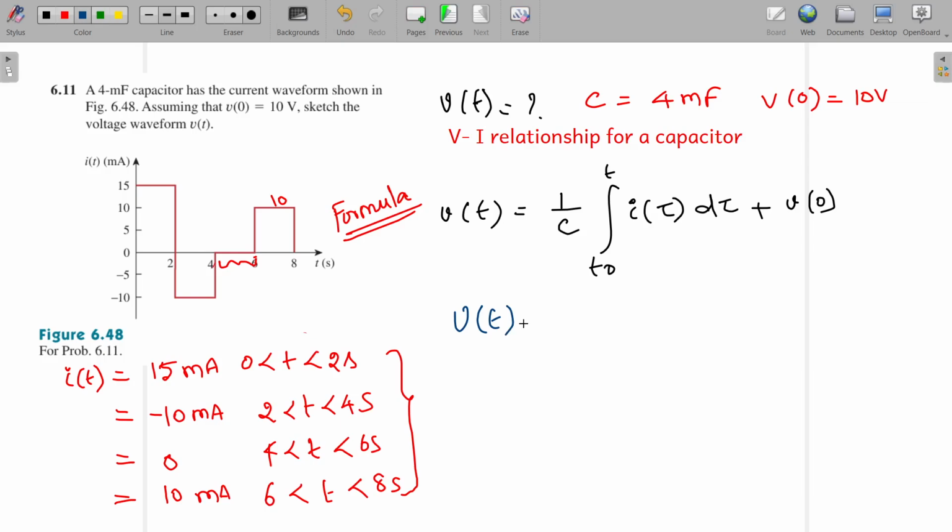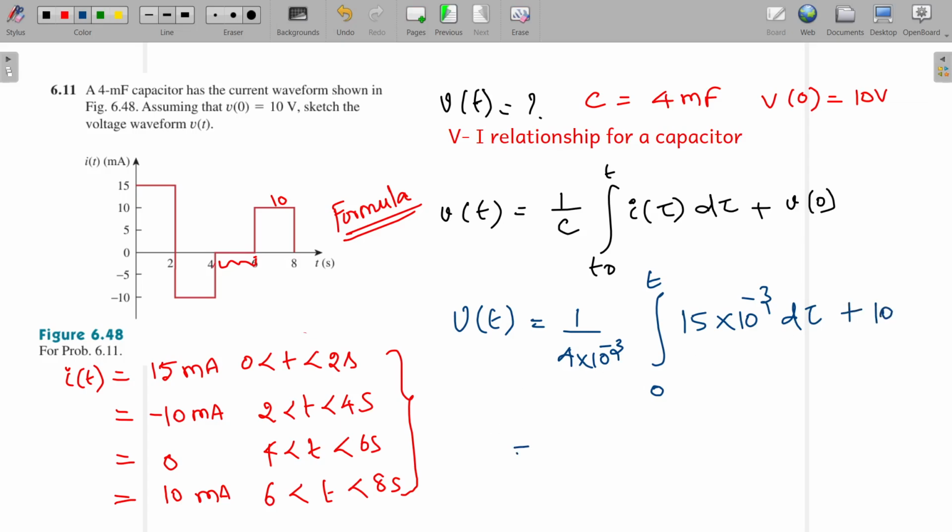So V of t is equal to 1 by C, and 1 by C is 1 by 4 into 10 power minus 3, because it is 4 millifarad, integral t naught is 0, and we take the upper limit as t only, because we want the equation in terms of t. We are not going to get the whole value. First, initially we'll get the V of t in terms of t. So I of tau is 15 milliamps in this case, so 15 into 10 power minus 3 d tau plus V of 0, which is 10. This is how we have to write.